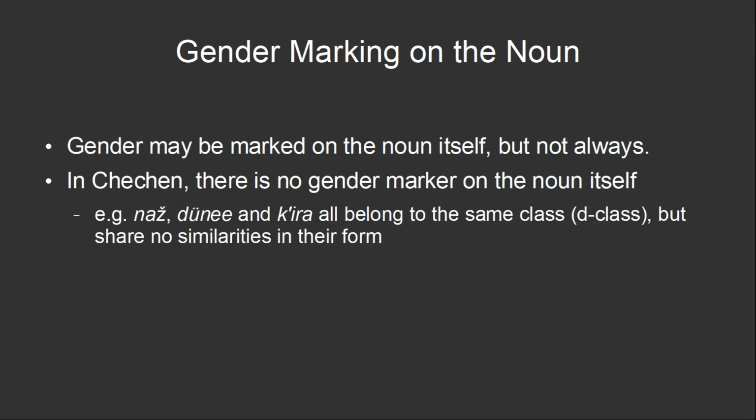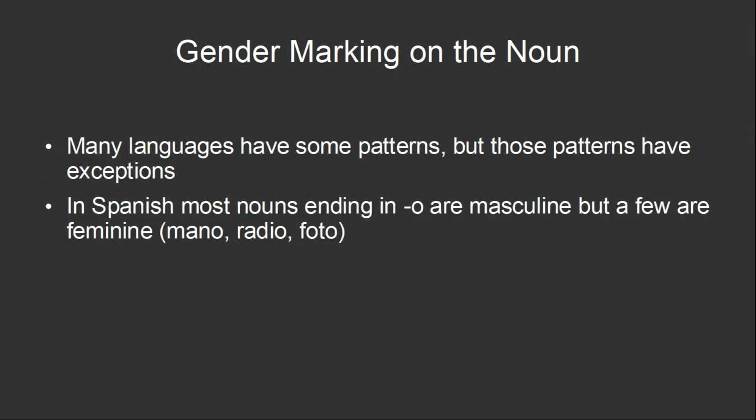On the other hand, you have languages like Chechen, where the form of a noun gives no indication of which class it belongs to at all, and you just have to learn the class of each new noun you encounter. Most languages fall somewhere in the middle, where there are certain patterns, but these patterns don't apply to all nouns, or they have some exceptions.